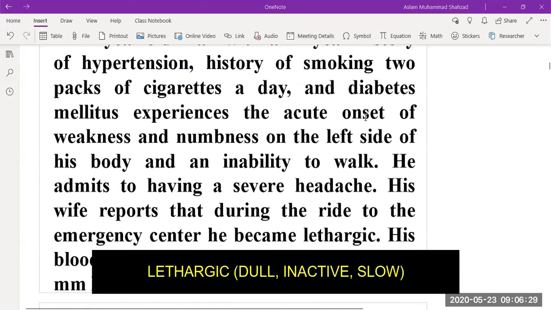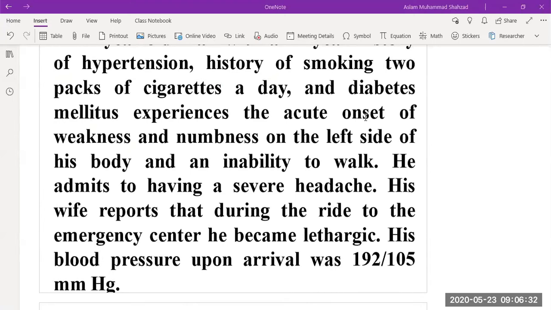His blood pressure upon arrival was 192/105 mm of Hg.